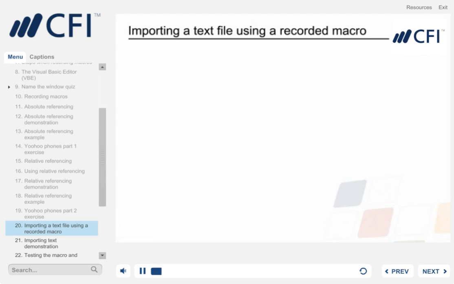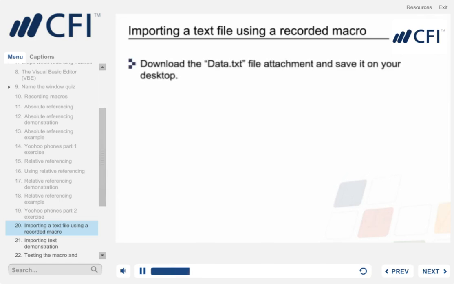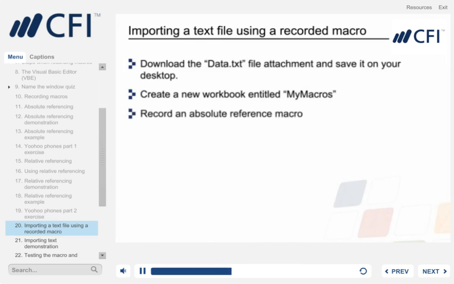Let's move to a slightly more challenging task that involves a recorded macro. You'll need the data.txt file that can be found in Attachments. Save it on your desktop for easy access. Now create a new workbook entitled My Macros and record an absolute reference macro. Call the macro Import Text.